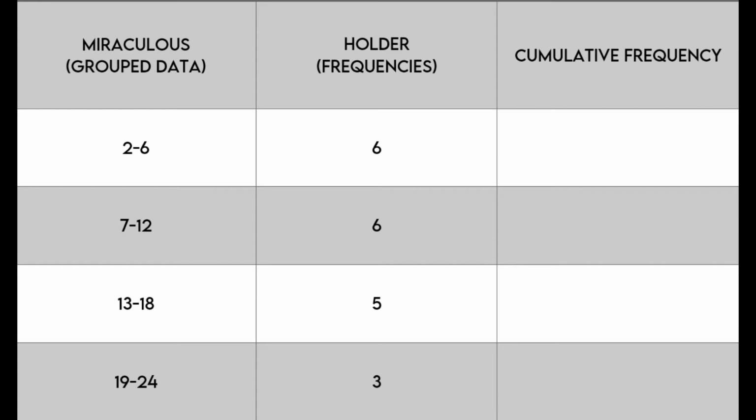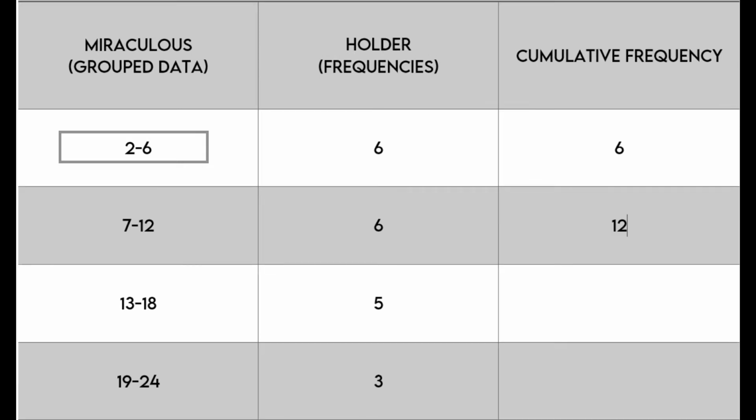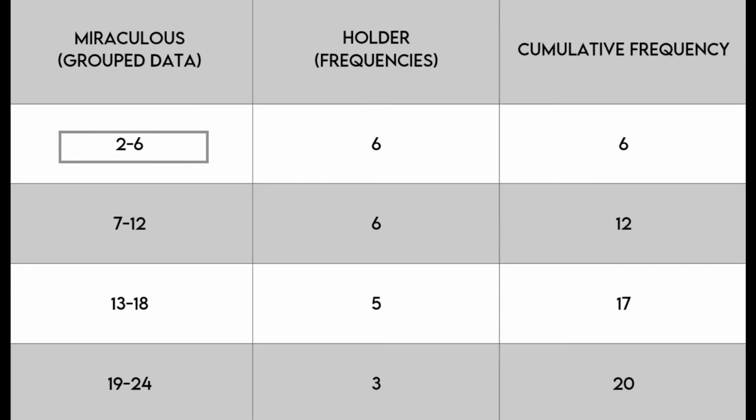In order for us to start, we're going to copy the first frequency. So, we put in the first box the number 6. Now, in order for us to know the answers below, let's just keep on adding until we get the last result. So it's going to be 6 plus 6, 12 plus 5, 17 plus 3. And we're done. So the number 20 will be the total number of current miraculous holders.